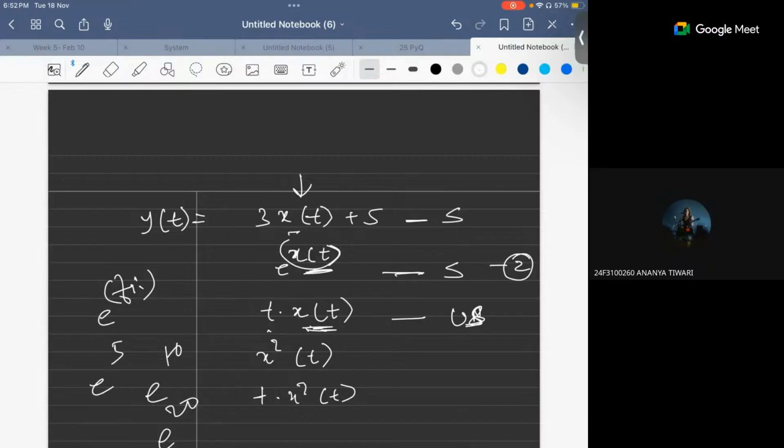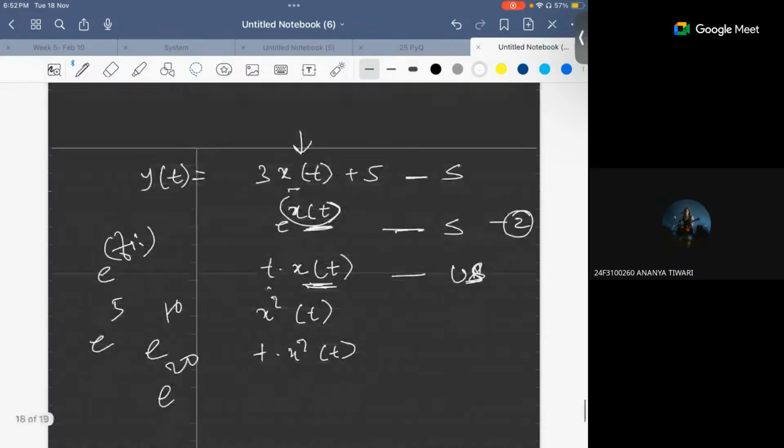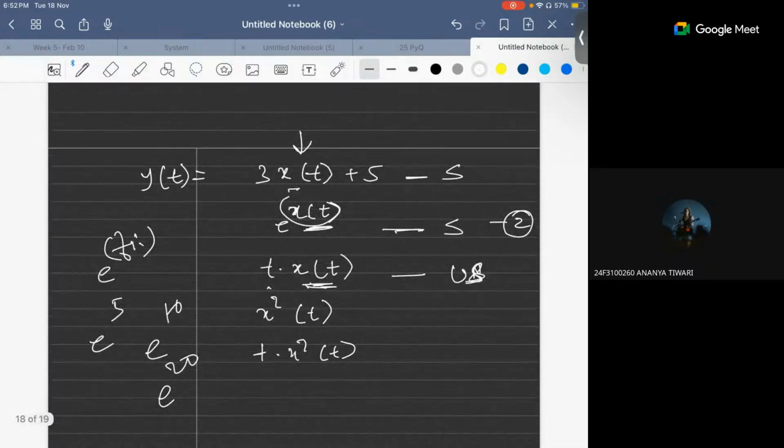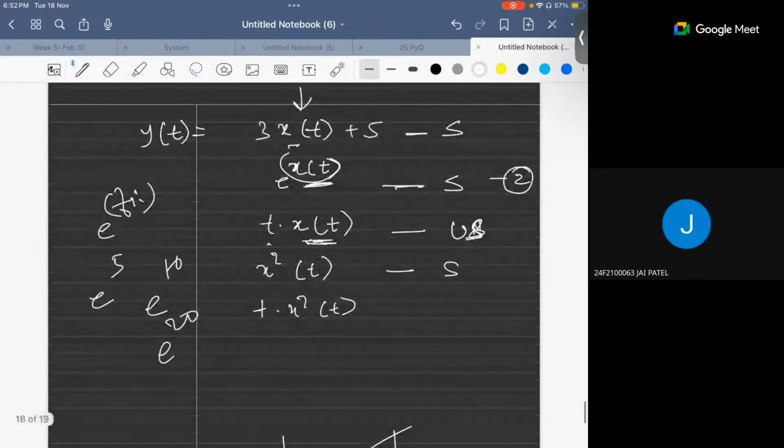Whatever we are putting, it is just a condition on xt. We are not putting anything else. We are just putting the condition that xt should be finite. The fourth one we have already talked about. Stable. Stable. What next? T times x square. Unstable. Unstable. Right? Anyone else?